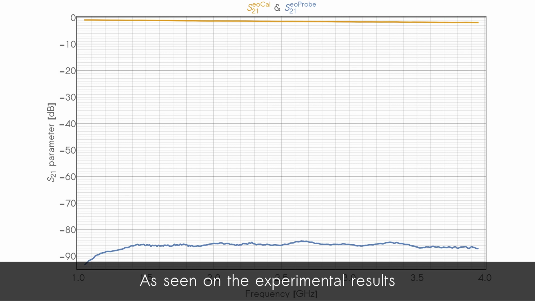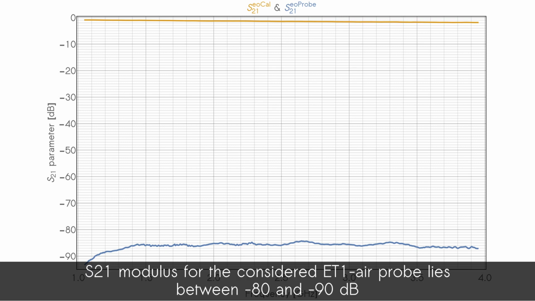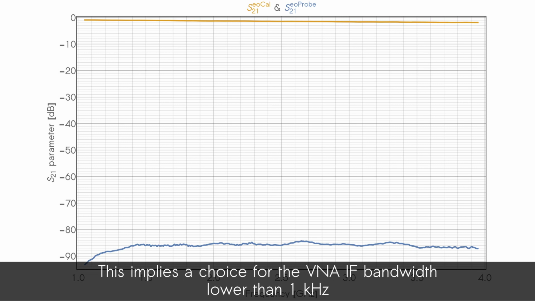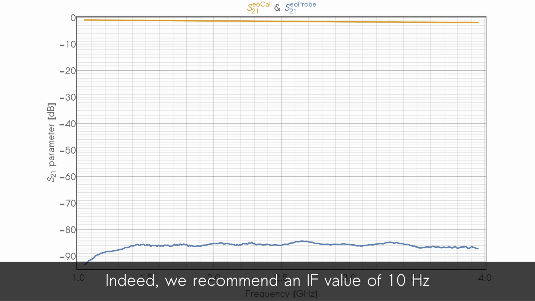As seen on the experimental results, the S21 modulus for the considered ET1 air probe lies between -80 and -90 decibels. This implies a choice for the VNA IF bandwidth lower than 1 kHz. Indeed, we recommend an IF value of 10 Hz.